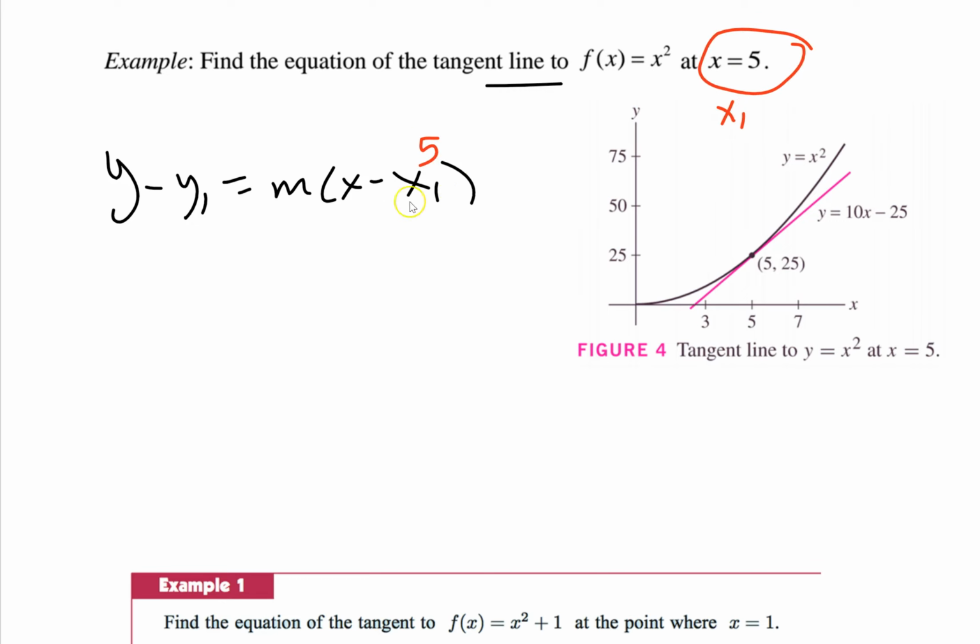Just like in algebra 1, if you have your x and you want to find the y that goes with it, you plug it into the formula. So if I want y1, just plug that value in. It's going to be f of 5, which is 5 squared, which is 25. So that's my x1 and my y1. The only thing that's different is the slope here. Since this is an equation of a tan line, that's the slope of the tan line. That's a derivative.